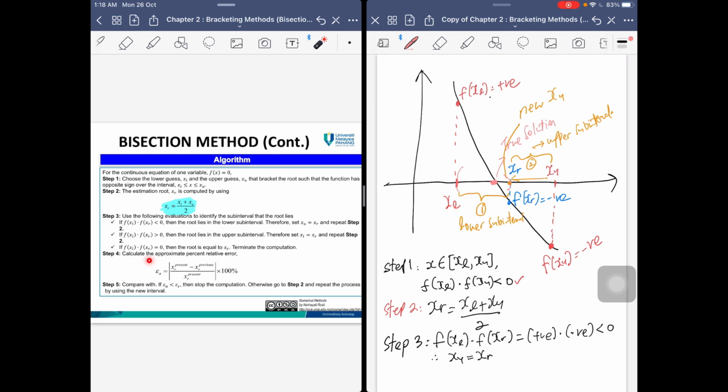Step number 4, calculate the approximate percent relative error using this formula. Step number 5, compare with the stopping criterion. If epsilon A is less than the given prescribed tolerance, then stop the computation. Otherwise, we need to repeat step number 2 using the new interval. So we do the checking process here, and if not satisfied, we repeat step number 2 again.